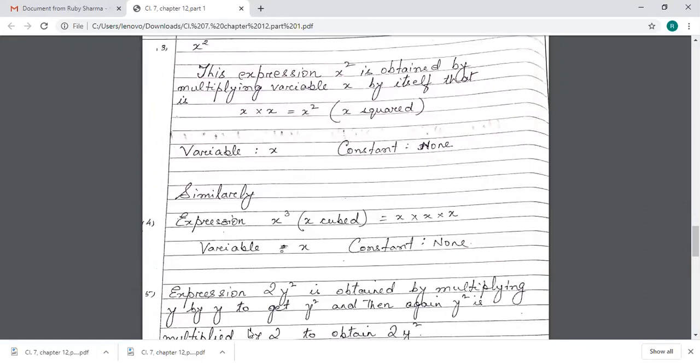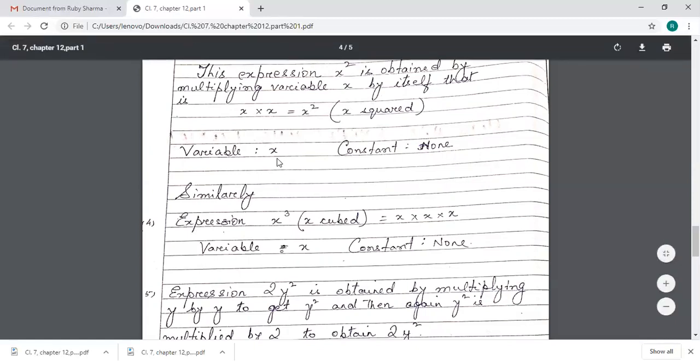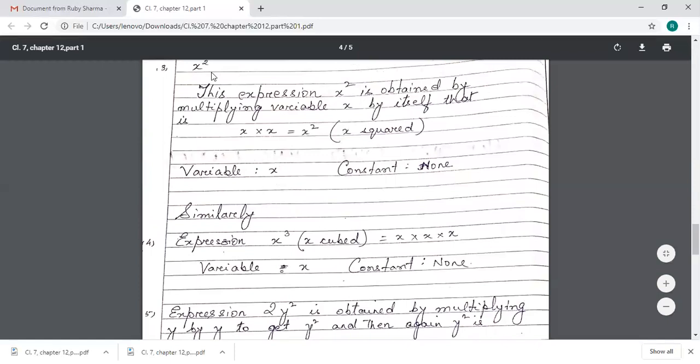x squared is also an expression. And how is it obtained? It is obtained by multiplying the variable x by itself. So x squared is x into x. When we multiply x by itself, we get x to the power of 2, or x squared. We can say x squared or x to the power of 2. The variable in x squared is x. And what is the constant here? None. There is no constant here, only variable.